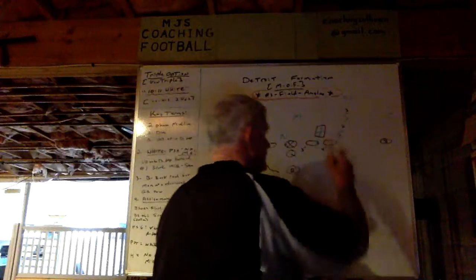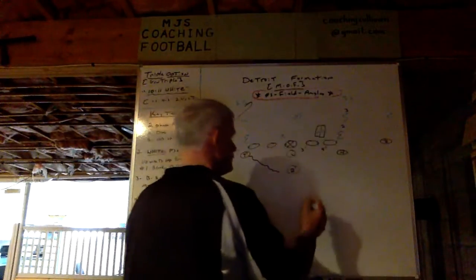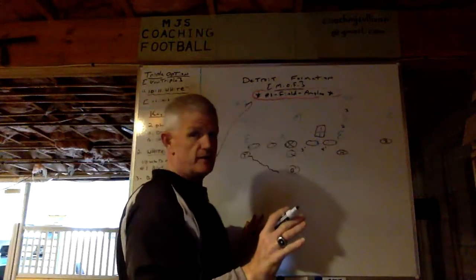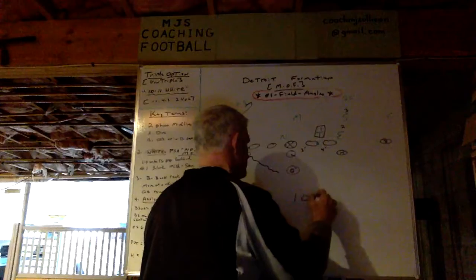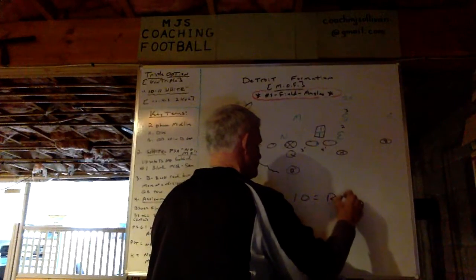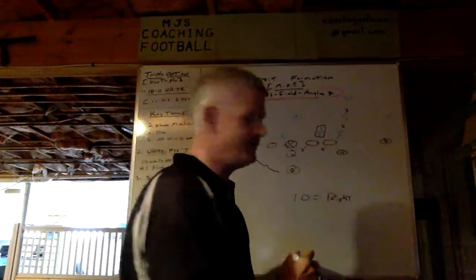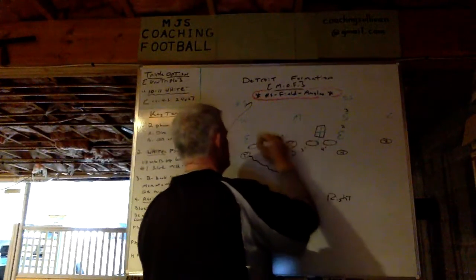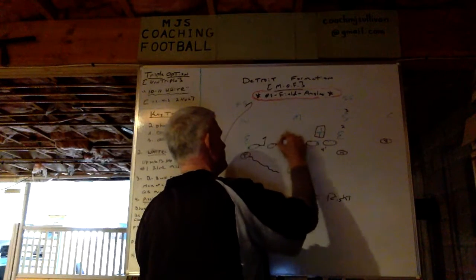So we want to run, remember, midline 2 to 3 technique in the even front. I'm not going to divulge our codes, but this ends up being a 10, which means it's to the right. Right? Pun intended. Okay. So now the backside is scooping.